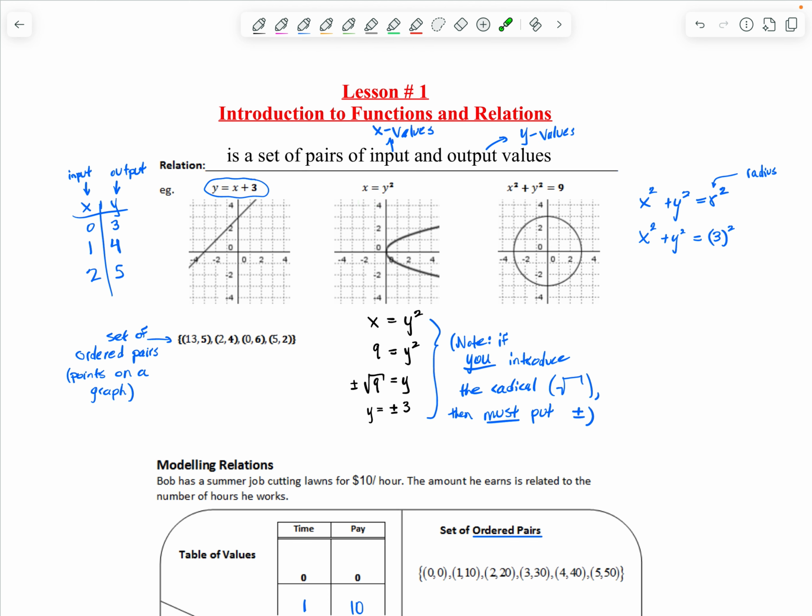Now, let's say we're looking at our equation right here, x is equal to y squared. Let's say I have an input value of 9. What is my output? Well, I have to take the inverse of the square, so square root it, the opposite.